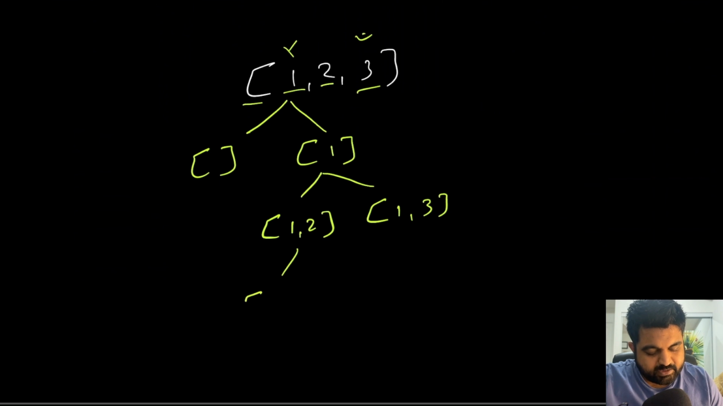So let's include 3. So that is going to be this decision 1 2 3. If we don't include 3, then it is just 1 and 2. That's it. Now we took care of all the possibilities with value number 1. Now let's try to work on value number 2.